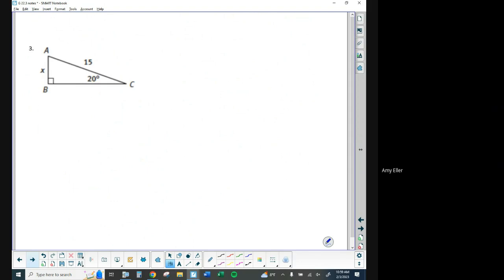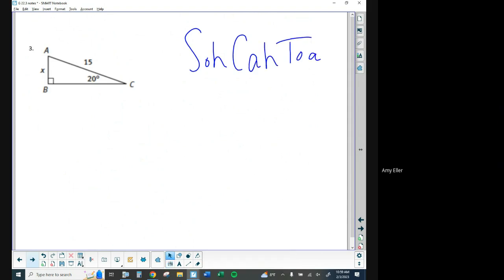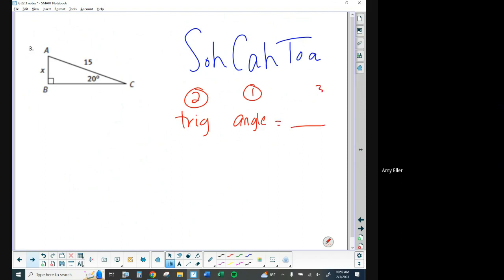Gracie, can you spell it, please? SOHCAHTOA. Good. Let's also write down our formula, our way of finding missing sides using trig. We first find the angle. What have I been writing, degree or angle? Angle. Then we find our trig function. Then we put the sides in the correct order.